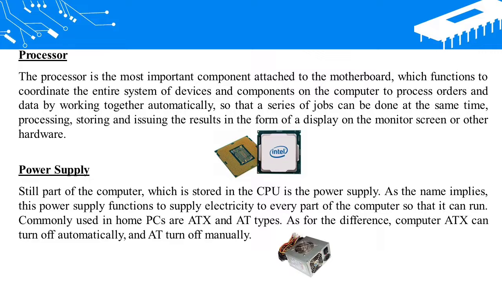Power supply. Still part of the computer, which is stored in the CPU. As the name implies, this power supply functions to supply electricity to every part of the computer so that it can run. Commonly used in home PCs are ATX and AT types. As for the difference, an ATX computer can turn off automatically, and AT turns off manually.